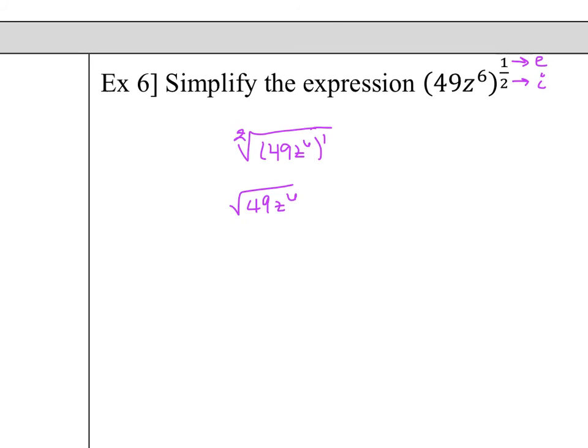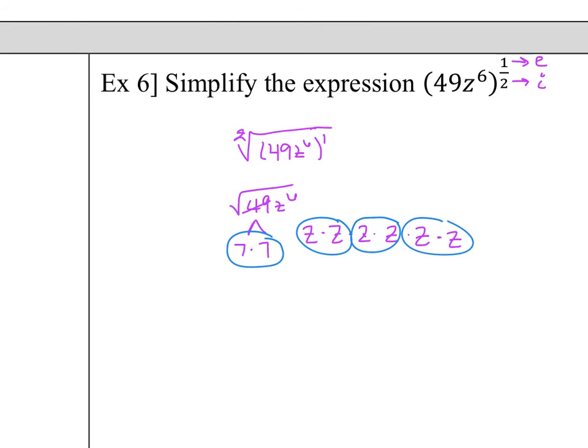So let's break this apart. So 49 is 7 times 7, and both 7's are prime. And then z to the 6th means I have 6 z's all multiplied together. Now let's go find pairs. I have a pair of 7's, 1 pair of z's, 2 pairs of z's, and 3 pairs of z's, and nothing left without a pair. So let's talk about what happens when that occurs. So the 7 is going to come out of the root, 3 z's are going to come out of the root, and then normally we would have the square root left over with stuff still inside, but there isn't anything left without a pair.